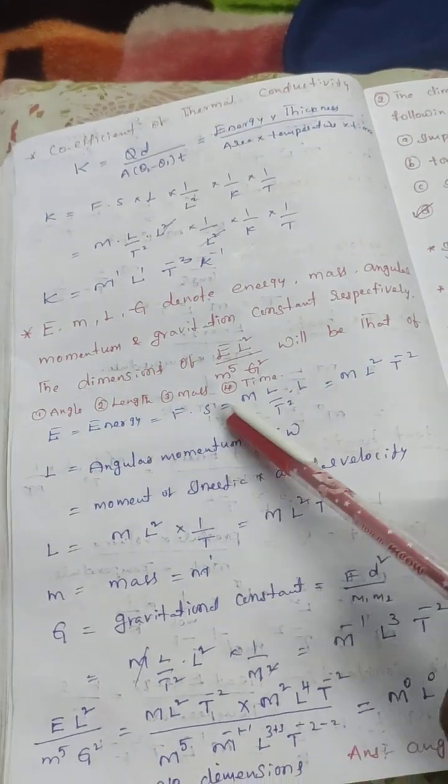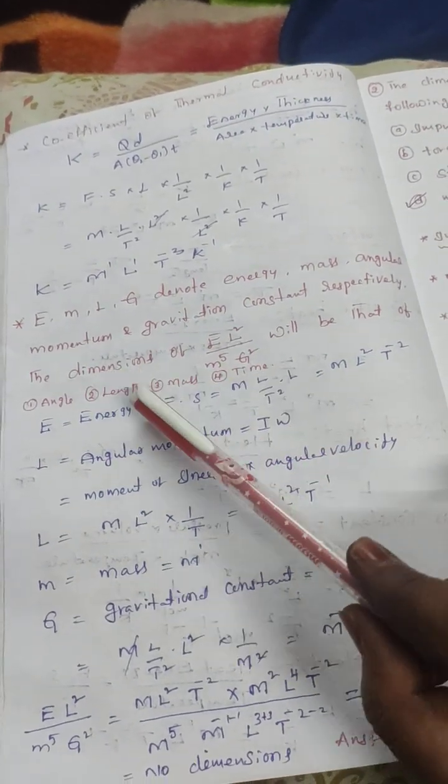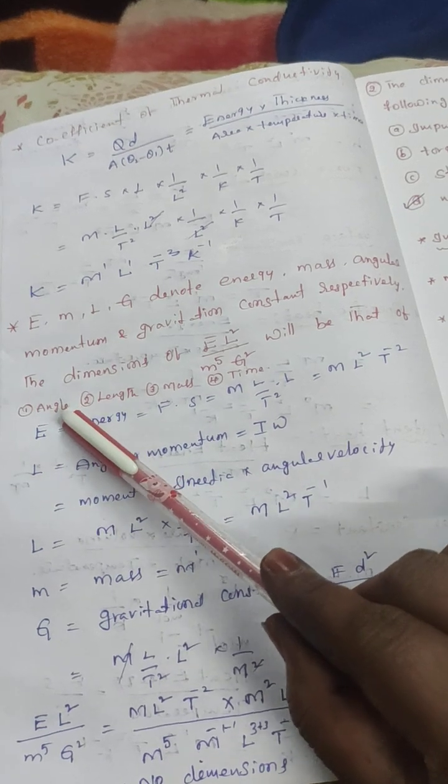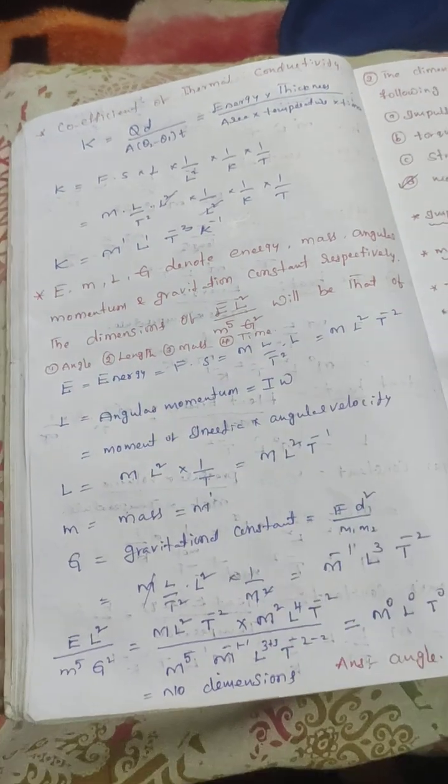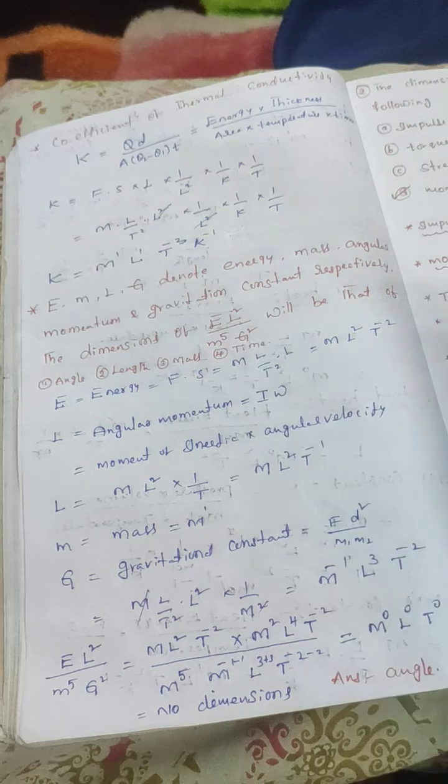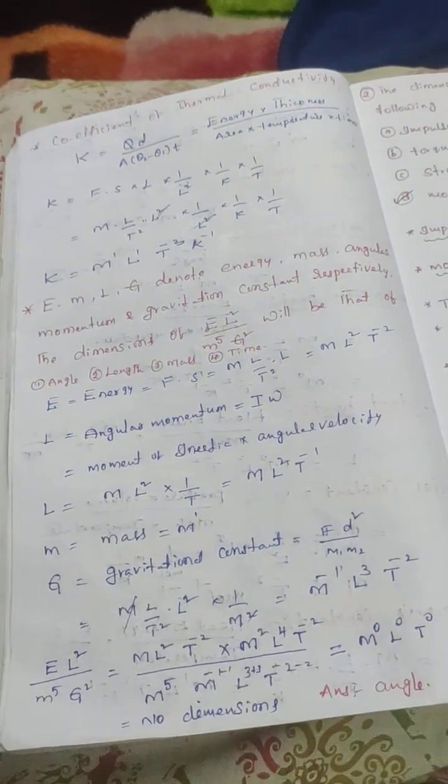Options: angle, length, mass, time. Time is not there, mass is not there, length is not there. Angle is dimensionless. That's why option 1 is correct. Like that we will do. Next.